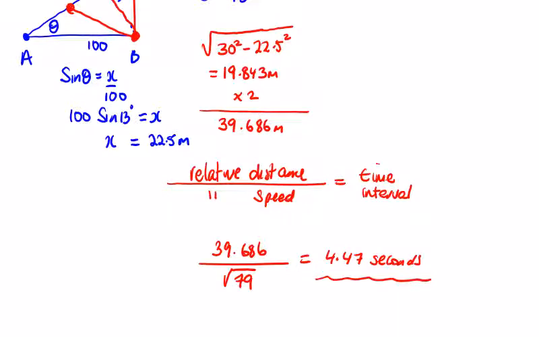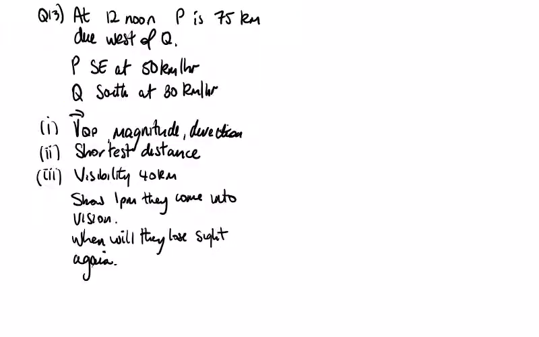Okay, on to the last question, 13 in this section before moving on to the next one. Question 13, at 12 noon, P is 75 kilometers due west of Q. P is traveling southeast at 50 kilometers an hour. So let's just look at that. Southeast is 45 degrees.